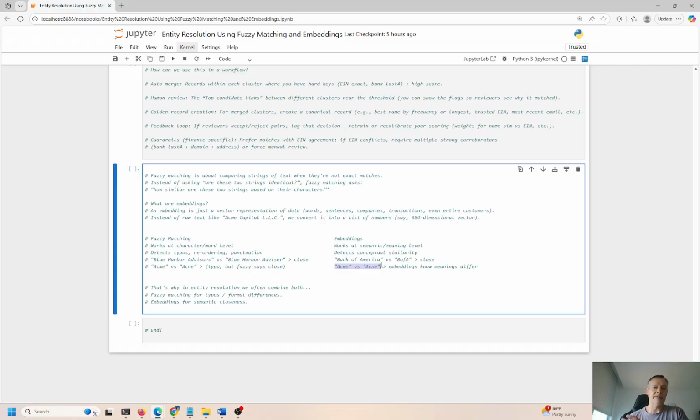So that is it, guys. That's pretty much it. I think I covered all the stuff I wanted to in this one. Entity resolution using fuzzy matching and embeddings. And that's pretty much it, guys. I think we nailed it. I think we accomplished this mission. So that's all I want to show you with this.